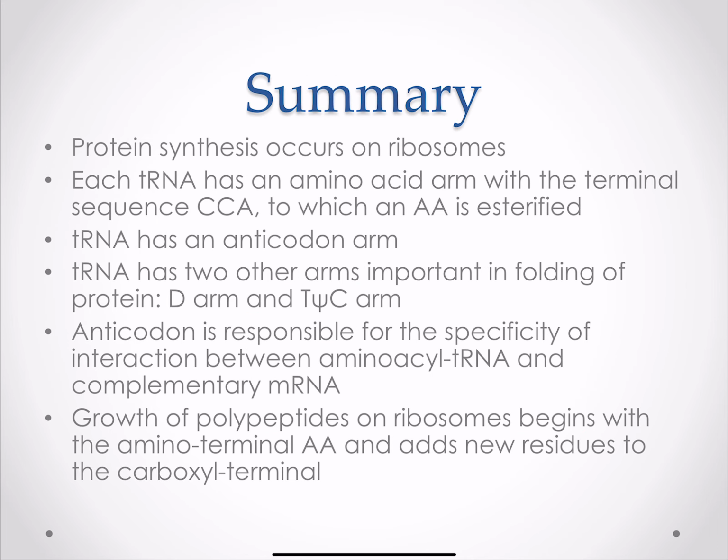So in summary, protein synthesis, of course, is going to occur on ribosomes, but the ribosomes don't come together until you have the messenger RNA in place. And after the messenger RNA is in place and that first methionine is there, then in both prokaryote and eukaryote, you get the final ribosome formed. Every tRNA is going to have an amino acid arm with the terminal sequence CCA, and this is where your amino acid is actually going to bind. The transfer RNA also will have that anticodon arm, and that's going to line up with the codon from the messenger RNA. 2 structural arms, the D and the T arm.